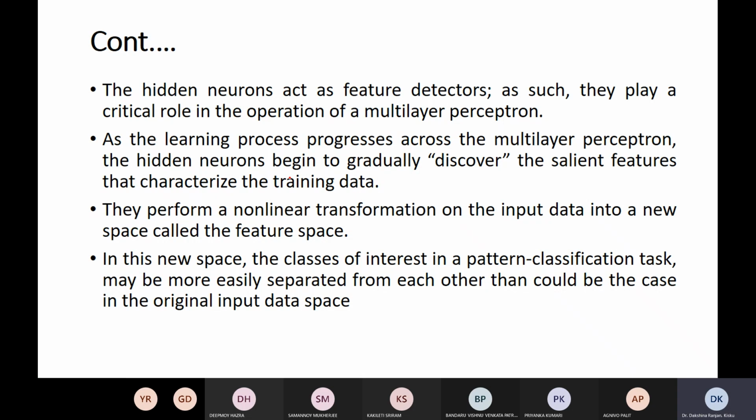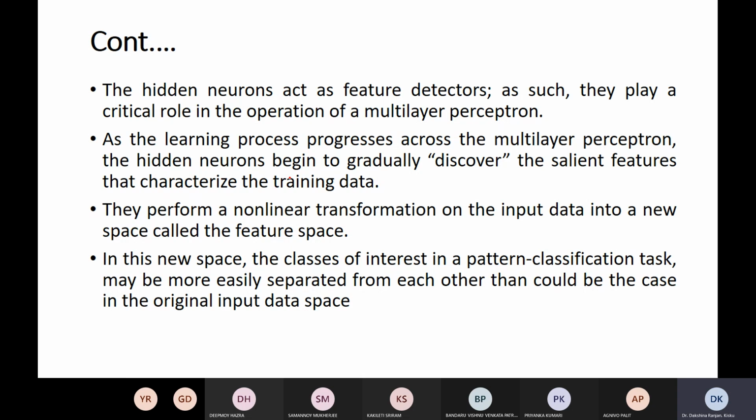Okay. Now, as the learning process progresses across the multilayer perceptron through the network links, the hidden neurons will begin to gradually discover the salient features that characterize the training data. We can consider any number of hidden layers in between the input layer and the output layer. Now, if we consider that the first hidden layer is fed by the input signals from the input neurons in the input layer, the neurons in the first hidden layer will try to discover the salient feature properties of the input signals or the input features.